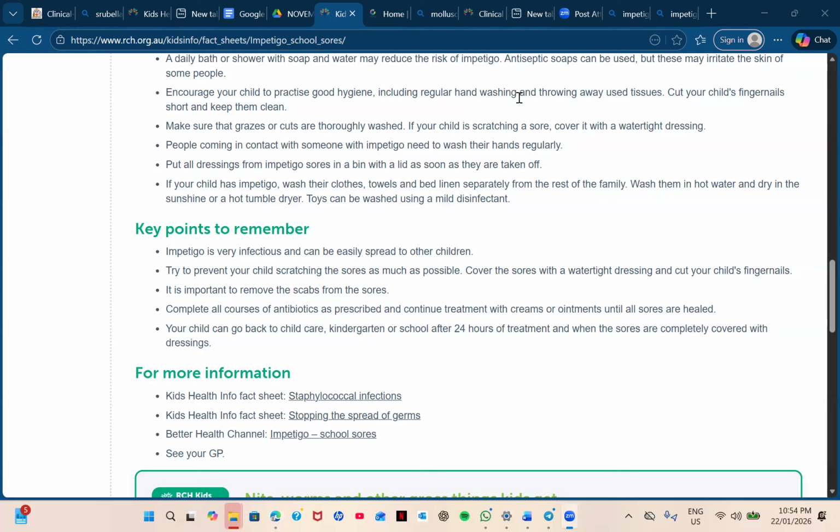Yeah, doctor. So when we are studying these pediatric rashes, you should know the school exclusion criteria is very important for AMC. In impetigo, it's 24 hours from the onset of treatment. Your child can go back to childcare, kindergarten, or school after 24 hours of treatment and when the sores are completely covered with dressing. So after 24 hours of treatment, the child can go to school, but the mother should make sure to cover all the crusted lesions with a dressing before going to school, right? So remember this.